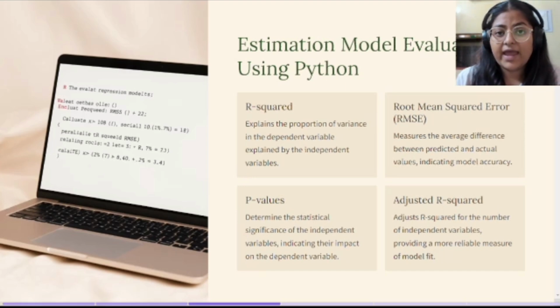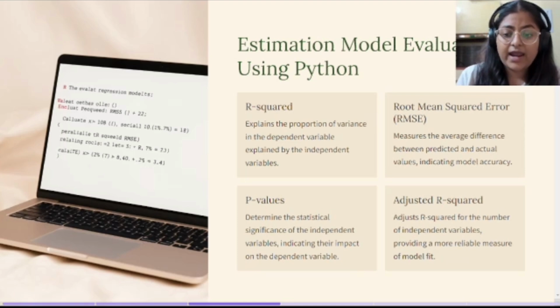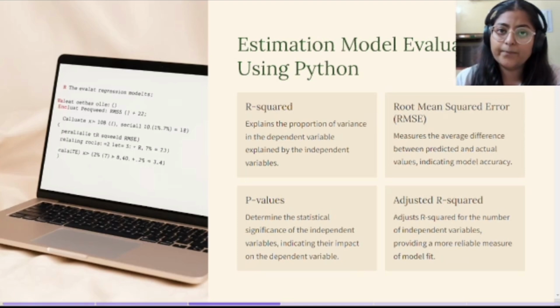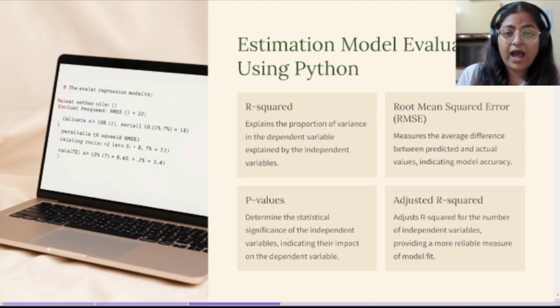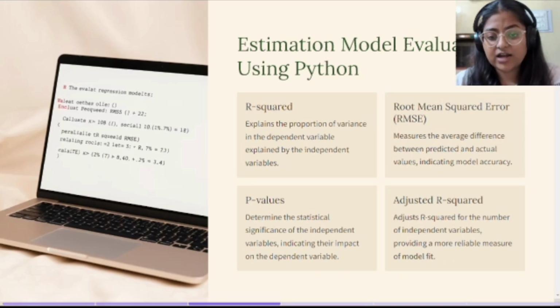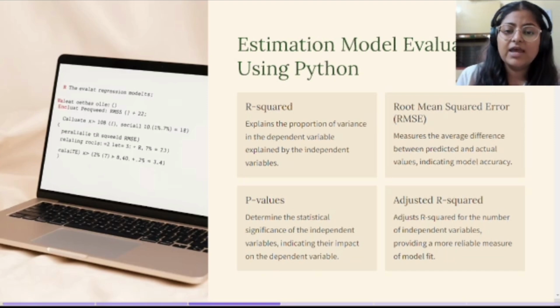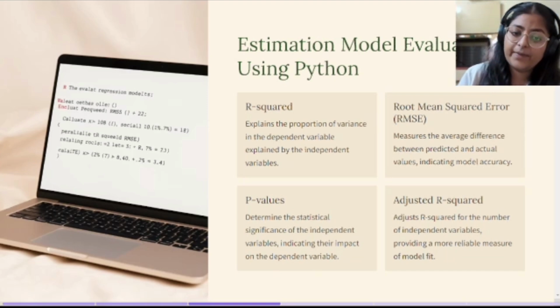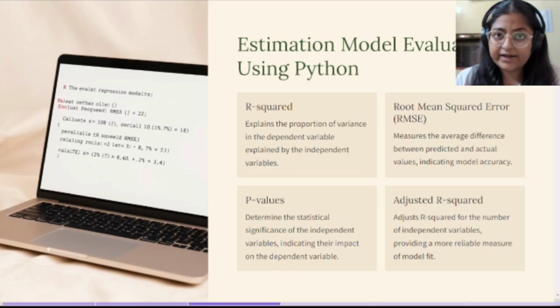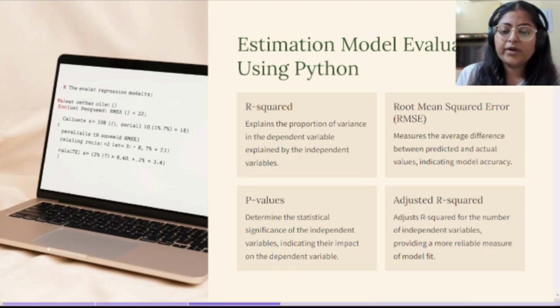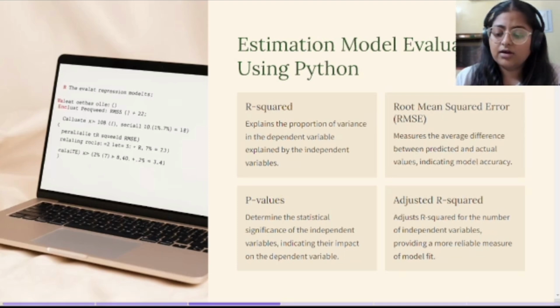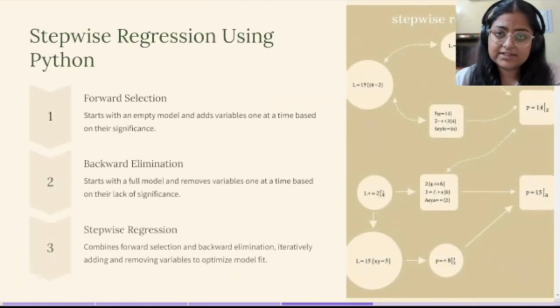Lastly, we use adjusted R squared. It adjusts R squared for the number of independent variables, providing a more reliable measure of model fit. R squared and adjusted R squared have a very slight difference. Basically, R squared explains the proportion of variance between the dependent and independent variables, and adjusted R squared provides a more reliable method in terms of estimation.